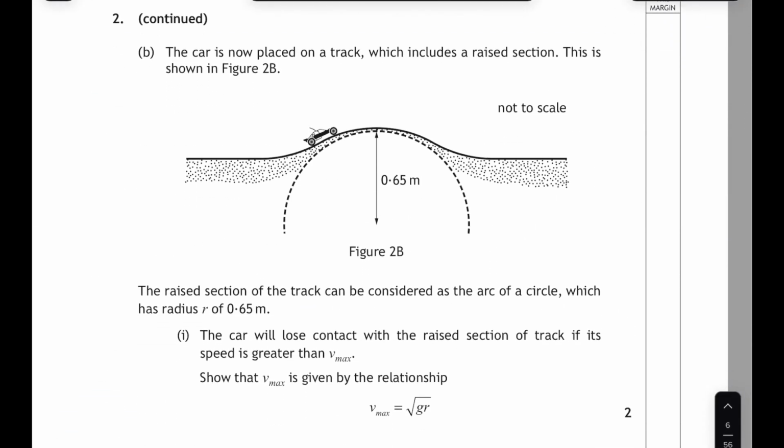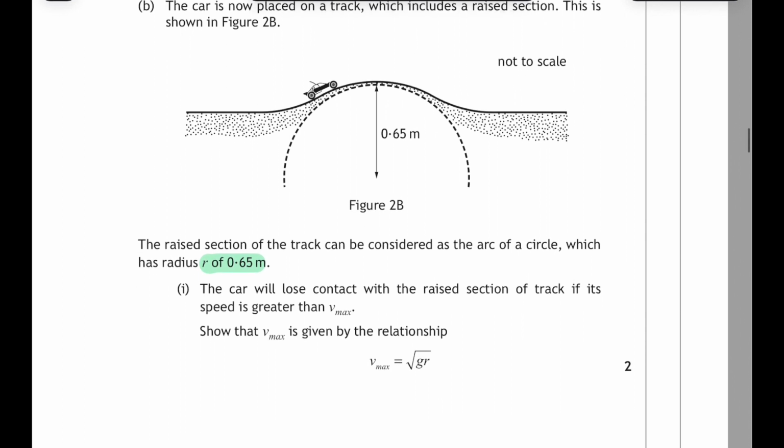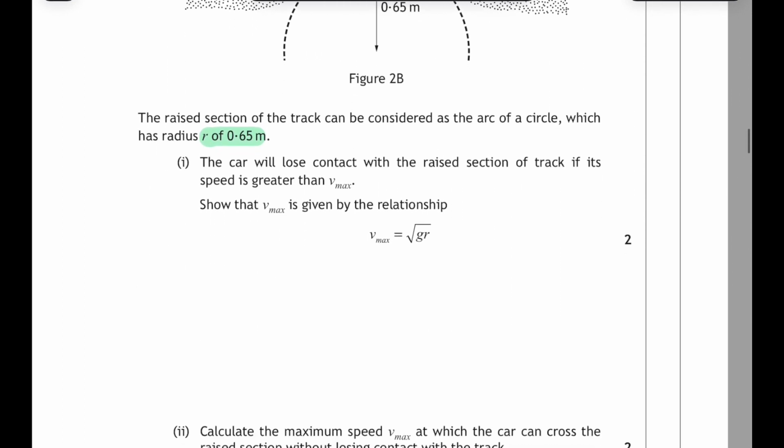In question 2b, the car is now placed on a track that includes a raised section shown in the diagram, and the raised section of the track can be considered the arc of a circle. So we've still got circular motion with a radius of 0.65 meters. Then we're told the car will lose contact with the raised section of the track if its speed is greater than a maximum velocity Vmax, and we've to show that Vmax is given by the relationship Vmax equals root GR.